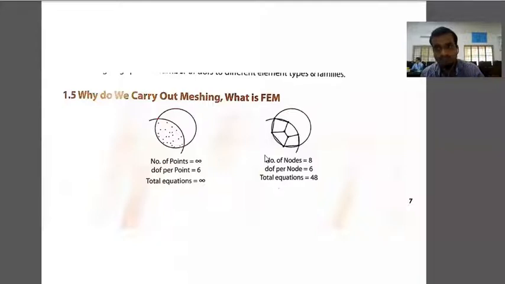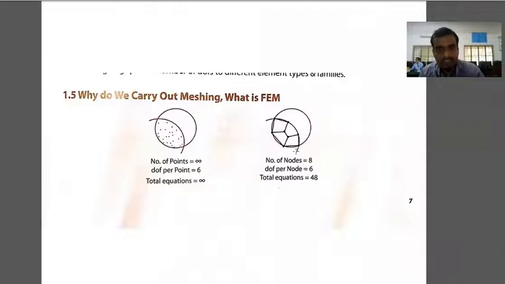Okay, so these equations can be solved by using our MATLAB approach or our analytical approach. But if the number of equations is infinite, then we cannot solve these equations by our simple theory or simple techniques. So this is the necessity of meshing.